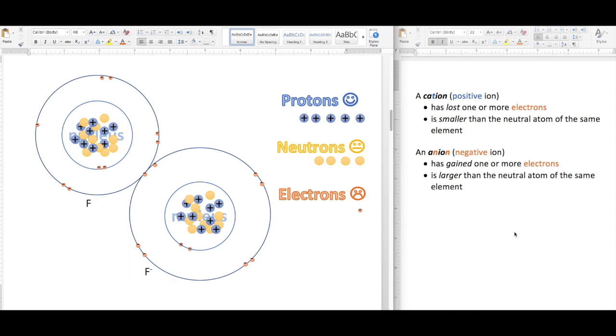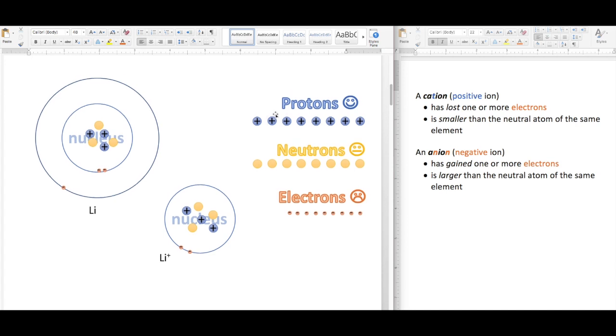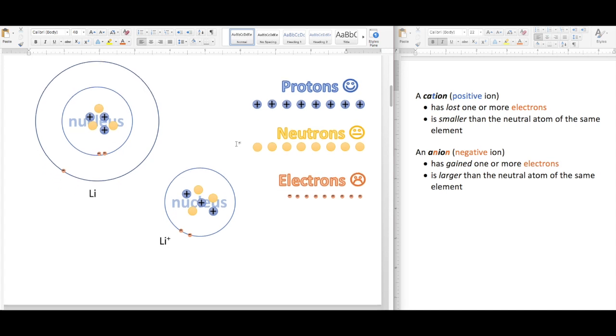And so the way to remember that is, in the case of a positive ion, going back to the lithium, it has lost one or more electrons to become positive, and by losing those, it becomes smaller than the neutral atom of the same element. So it loses something, it becomes smaller. That should be easy to remember.